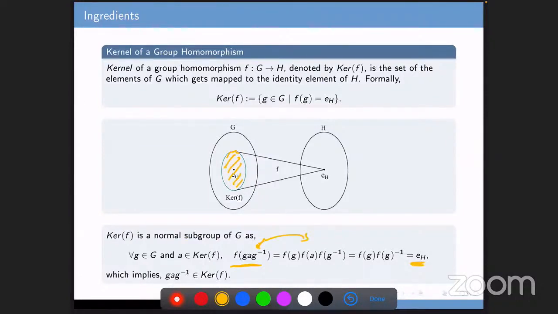This a is getting mapped to the identity element because it's picked from the kernel of F. And again, we have Fg and Fg inverse here, so it is going to end up being equal to the identity of H. So this is a normal subgroup.